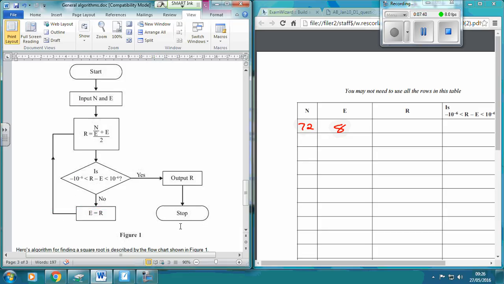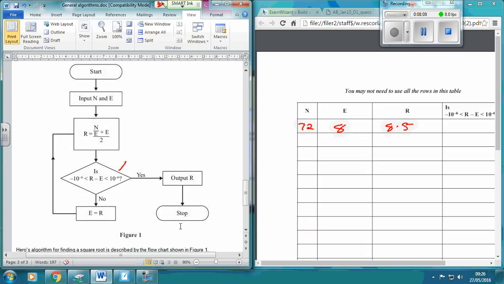So we've inputted n and e. R equals n divided by e plus e divided by 2. So if we do that, 72 divided by 8 plus 8 divided by 2, and we get r as 8.5. Okay, is r take away e in between 10 to the minus 6, so minus 10 to the minus 6 and 10 to the minus 6?